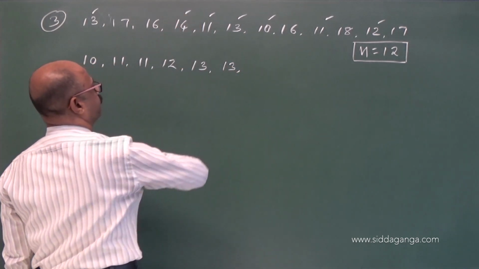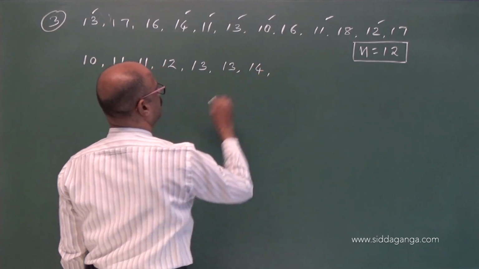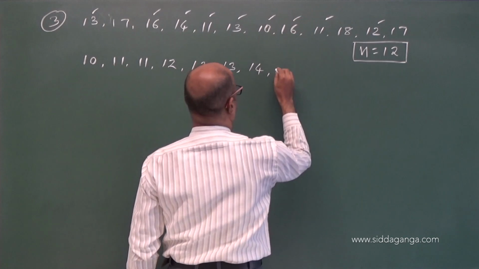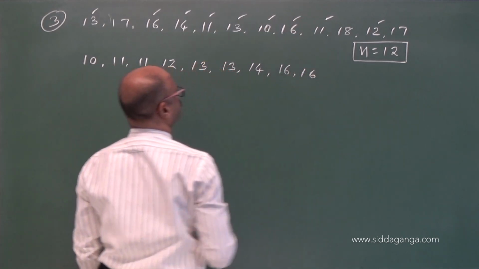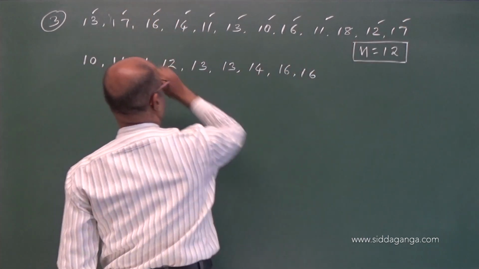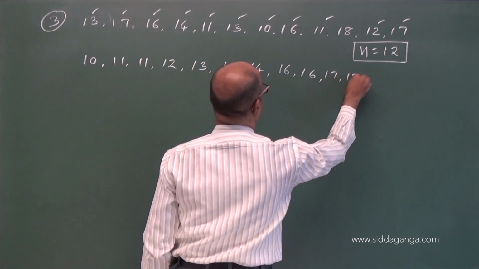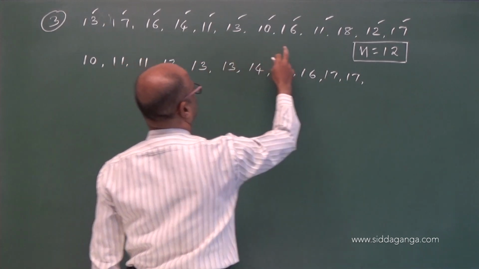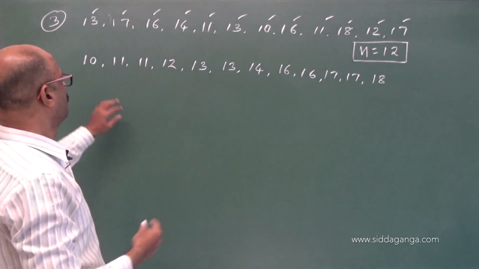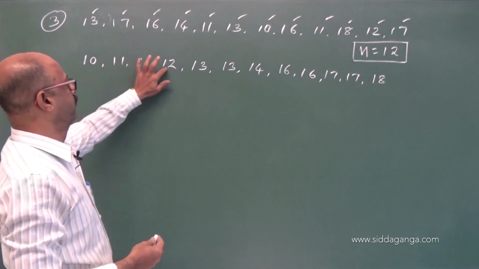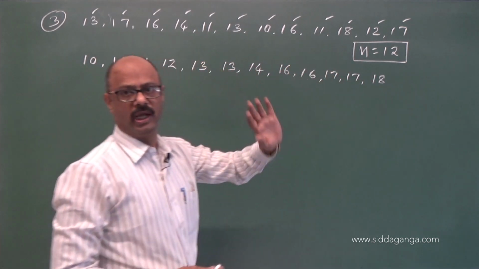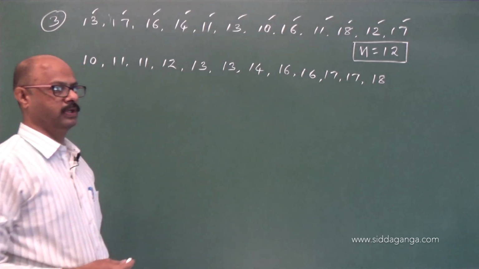And next we find 14, so you write 14. Next we find 16 two times, so write 16 two times. Next we find 17 two times, so write 17 two times. And next we find 18 one time, so write 18 one time. Count the numbers: 1, 2, 3, 4, 5, 6, 7, 8, 9, 10, 11, 12. So again we find 12 numbers.